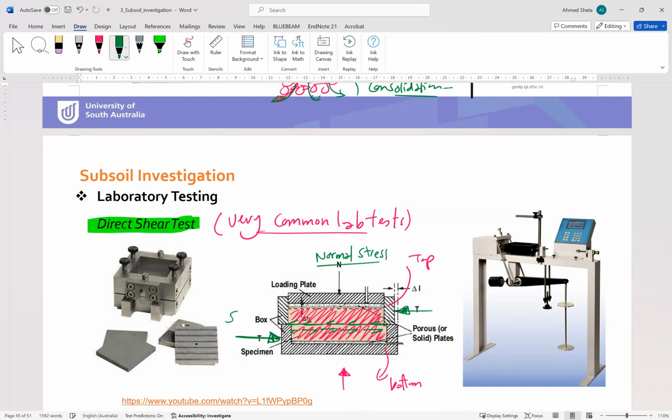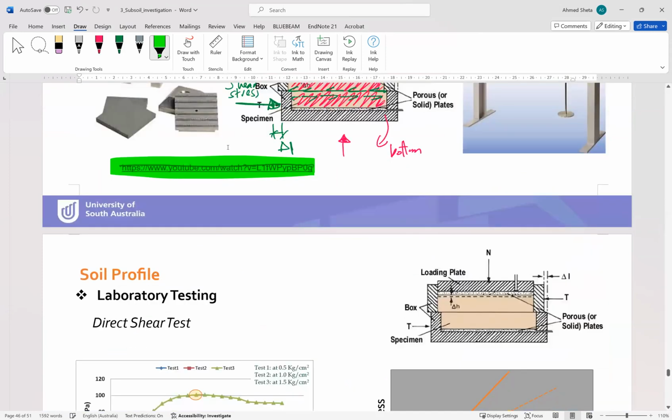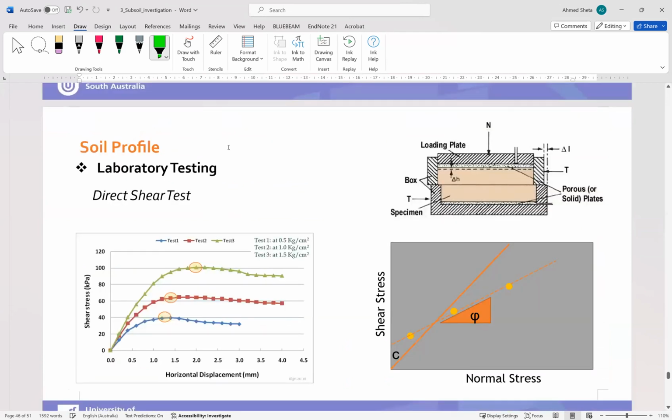So we have shear stress and normal stress applied simultaneously to the soil sample, and we will measure the shear deformation of the soil, delta L. Okay, so we will have this procedure for the shear testing, and you can see the full procedure from this YouTube video here. Okay, what is expected from the test?